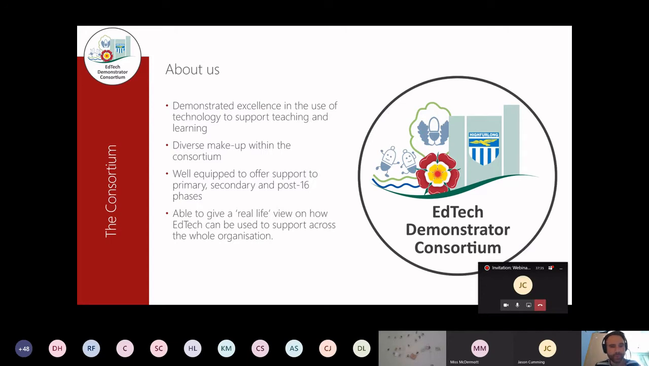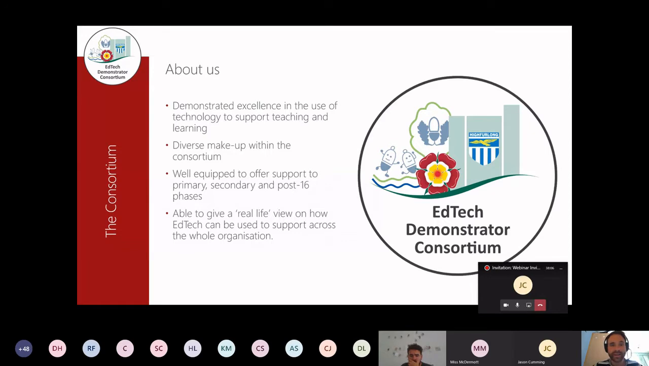We have Ribblesdale High School, which is ourselves, who use a lot to do with Microsoft Office 365. We have Hambleton, a primary school, who use Google Classroom, and then we also have Highfurlong, our specialist school, who also use a lot to do with Apple devices and Apple technology as well. So no matter what support you are looking for, our consortium should be able to provide that guidance for you.